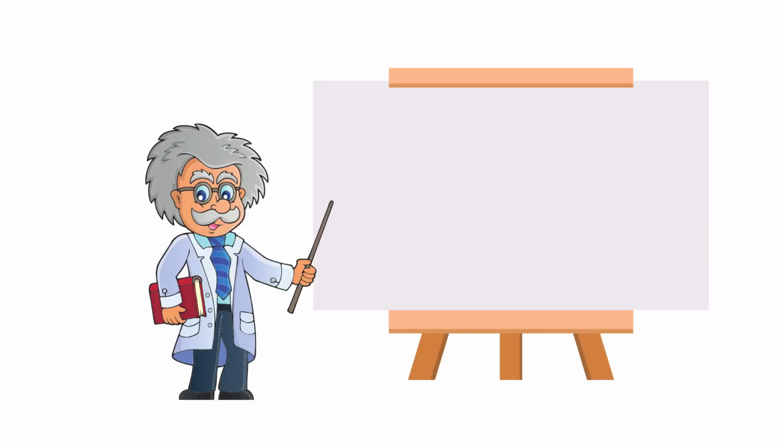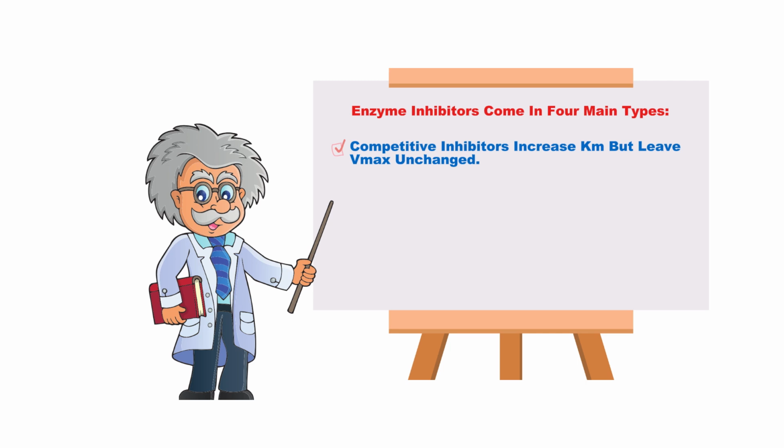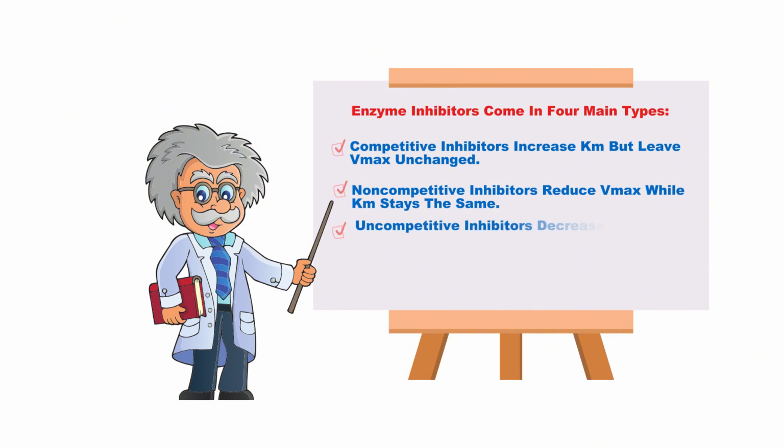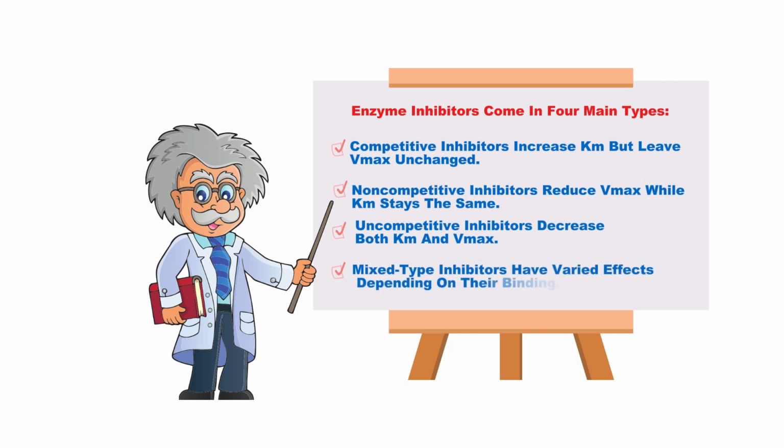To recap, enzyme inhibitors come in four main types, each affecting enzyme activity in different ways. Competitive inhibitors increase Km but leave Vmax unchanged. Non-competitive inhibitors reduce Vmax while Km stays the same. Uncompetitive inhibitors decrease both Km and Vmax. And mixed-type inhibitors have varied effects depending on their binding preference.